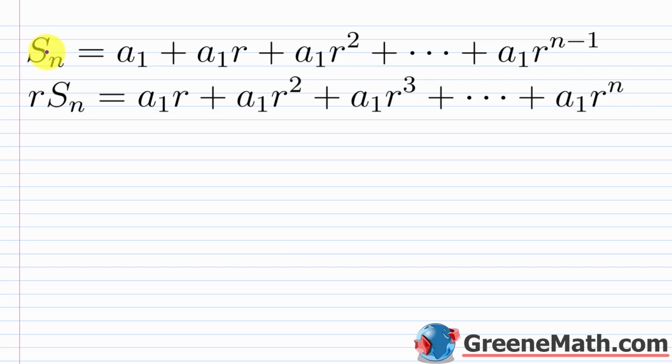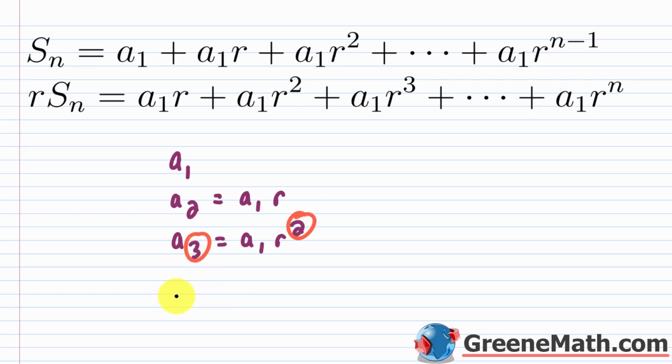So you have S sub n here. This means sum the first n terms of your geometric sequence. Again, if you have something like a sub 1, and then you would have a sub 2, which is a sub 1 times r. And then a sub 3, again, can be written as a sub 1 times r squared. Again, just following where this is 1 less than this, like we talked about earlier. And then you continue this pattern, you're going to get to a sub n.